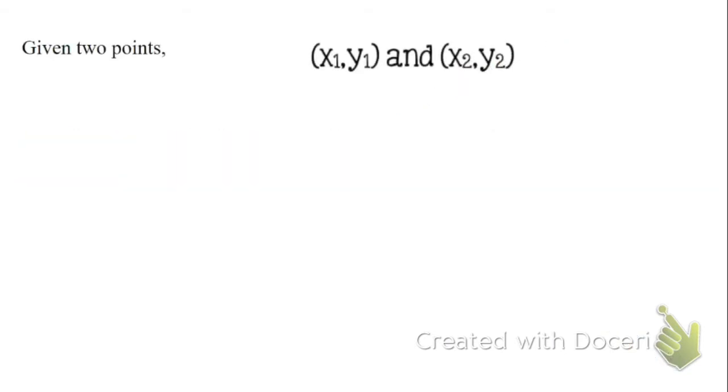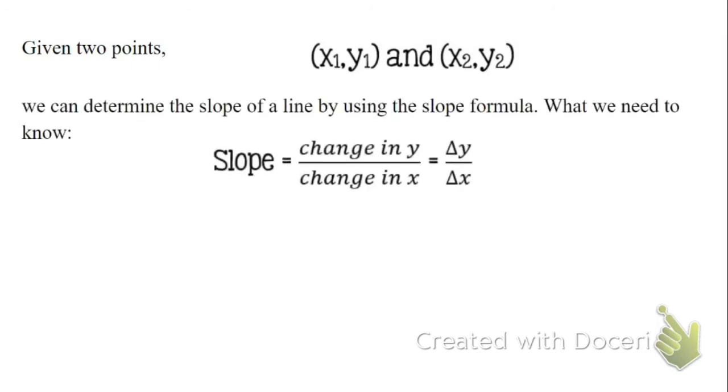Given 2 points, whether we have 2 ordered pairs, a table, or a graph, we're going to have to take those 2 points and label them. Now we can determine the slope of a line by using the slope formula. What we need to know is that slope represents the change in your y values, which on a coordinate plane is your y-axis that goes up and down, and the change in your x values, which is your x-axis that goes left to right.